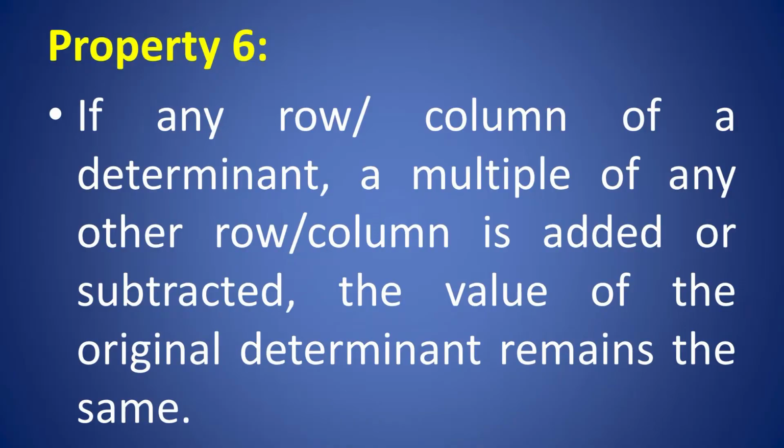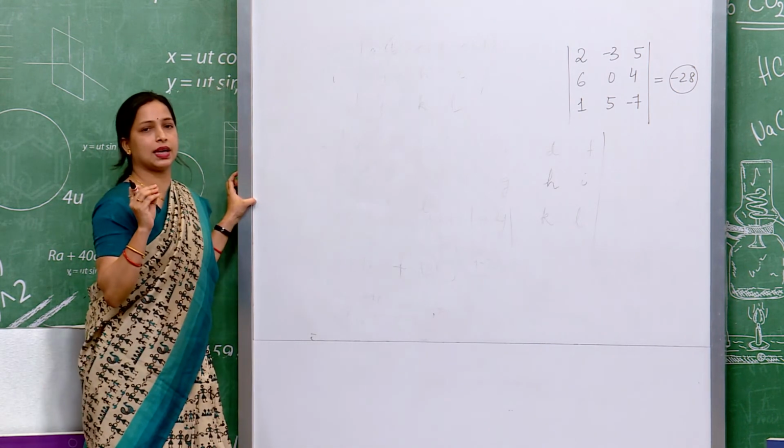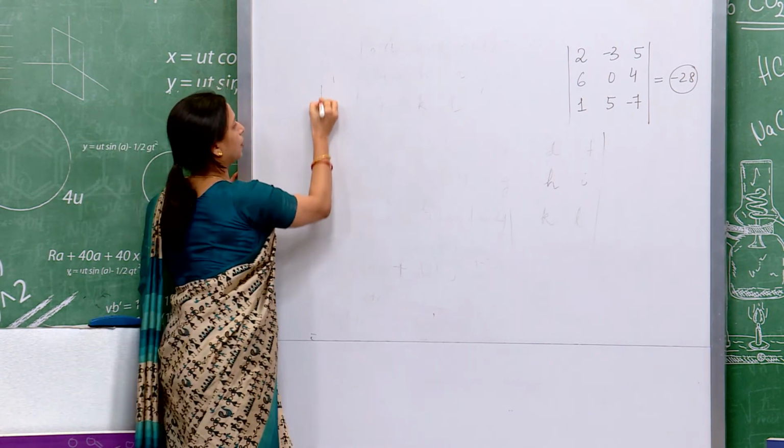Now the last property says that if any row or column of a determinant, a multiple of any other row or column is added or subtracted, then the value of the original determinant remains the same. Now what does it mean? Let me show you an example. Let me take the example of an order 2 determinant.